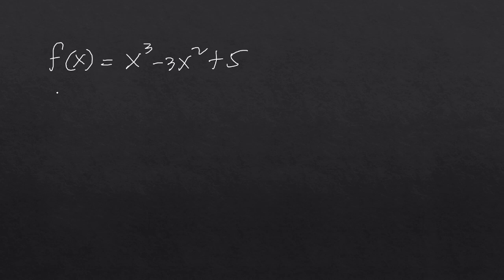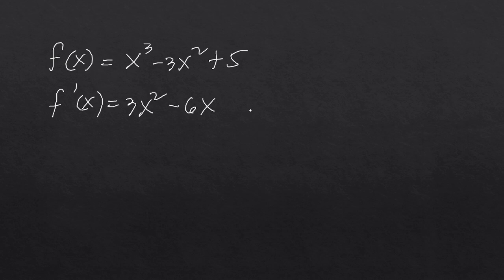So what we will have here is the first derivative of your function. Here we will just use the power rule. So the derivative of x cubed will only be 3x squared, and the derivative of this will only be negative 6x, and the derivative of 5 is a constant.